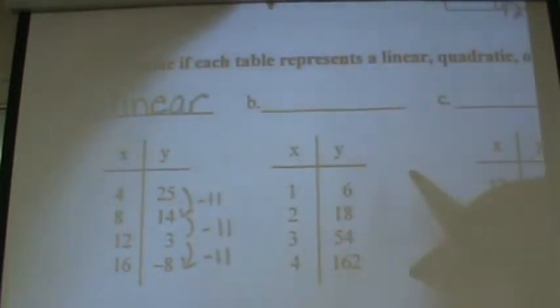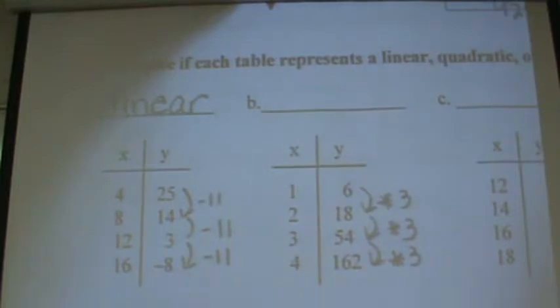Okay, how about the next one, B? How do you go from 6 to 18? Multiply by 3. Are they all multiplying by 3? Let's check it out. Yes, let's make sure. Yep. So what's this? Exponential.